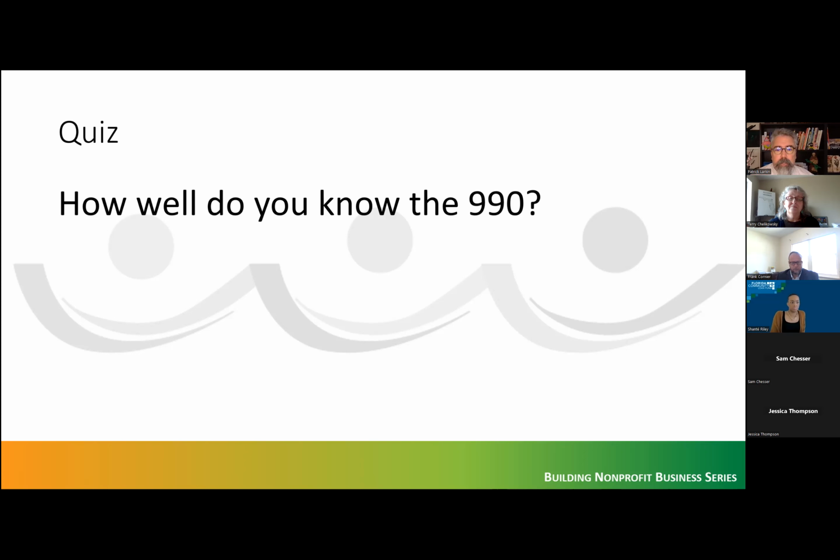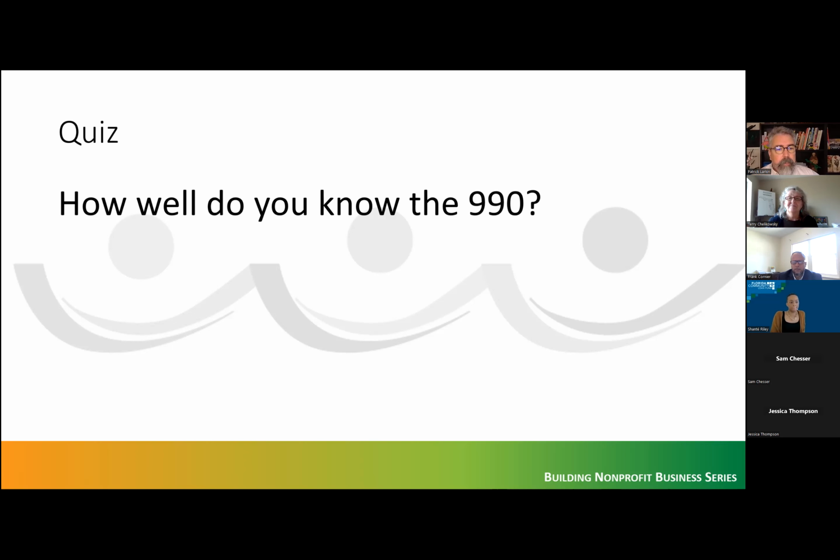Question number 3, what can you typically find in Part 3 of the 990? It is the program service accomplishments. The list of board members comes later, and we'll see that. And then which statement about the Form 990 is false? It is answer C, that the Form 990N is for organizations with gross receipts over $200,000. The 990N is actually for those with less than $50,000 in gross receipts. So y'all did pretty good. Thank you for participating in that. It helps me also understand what our understanding is on the 990.